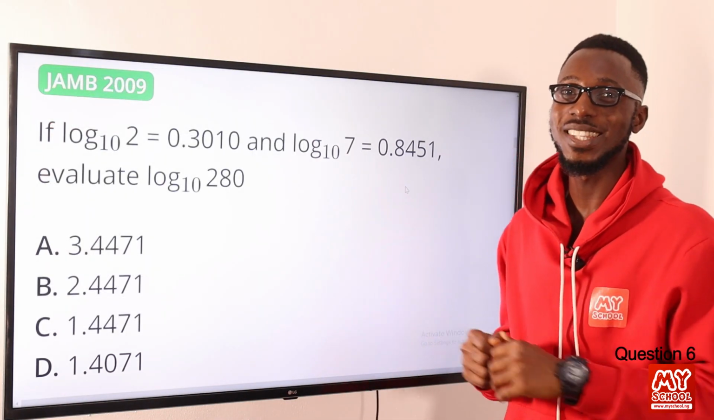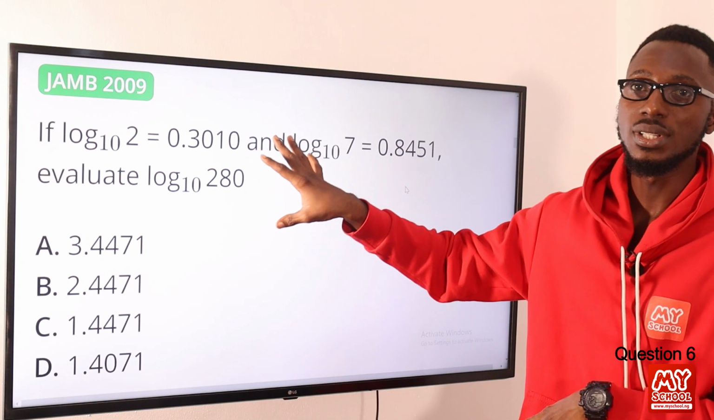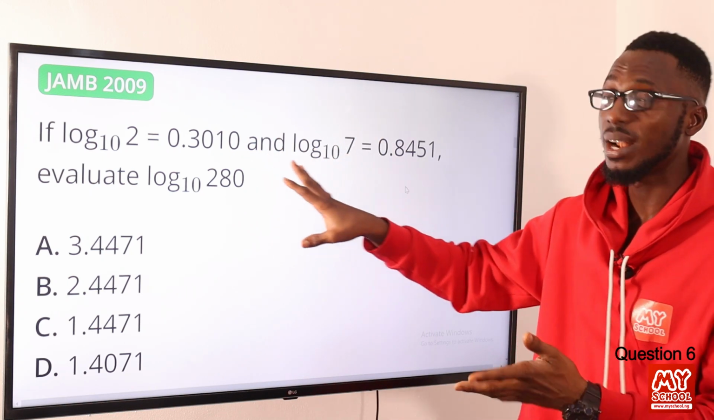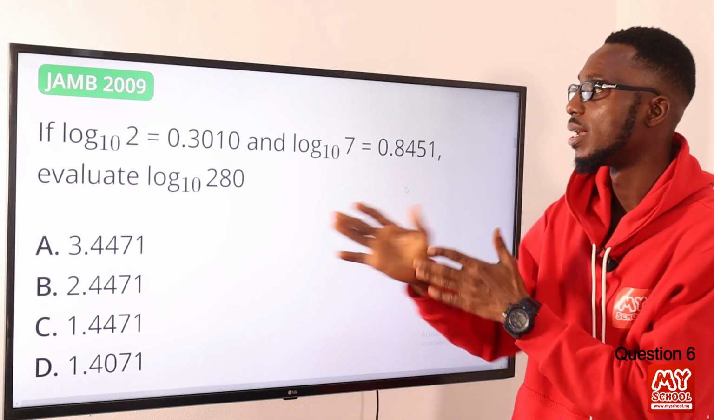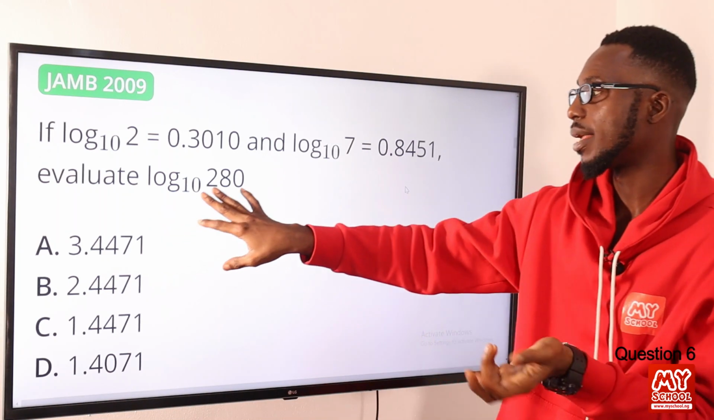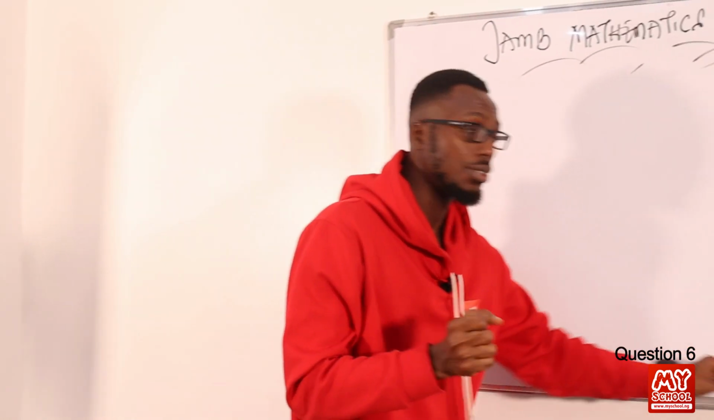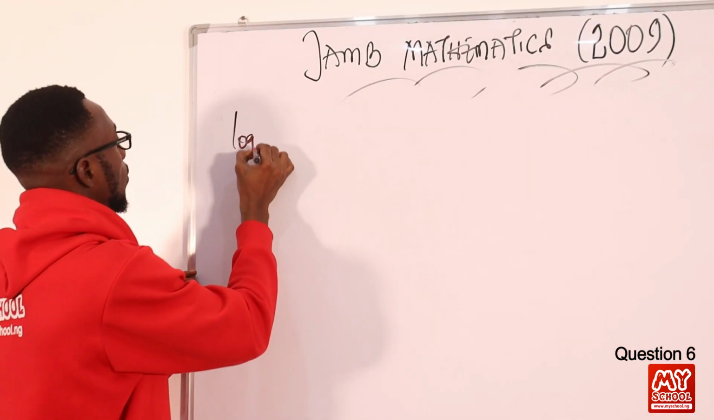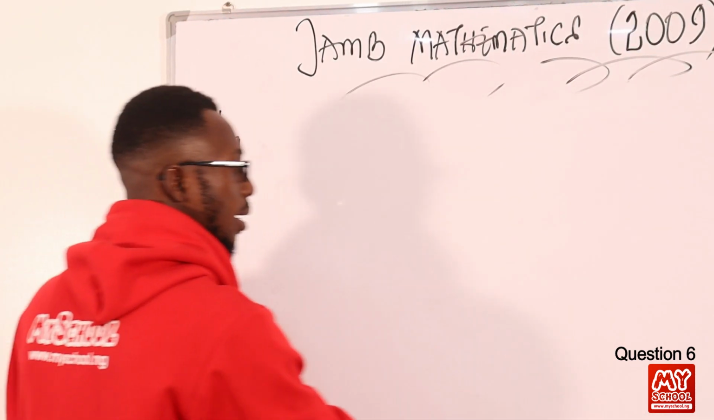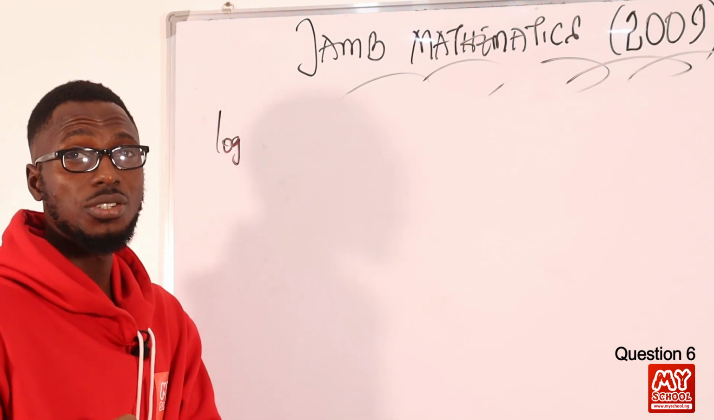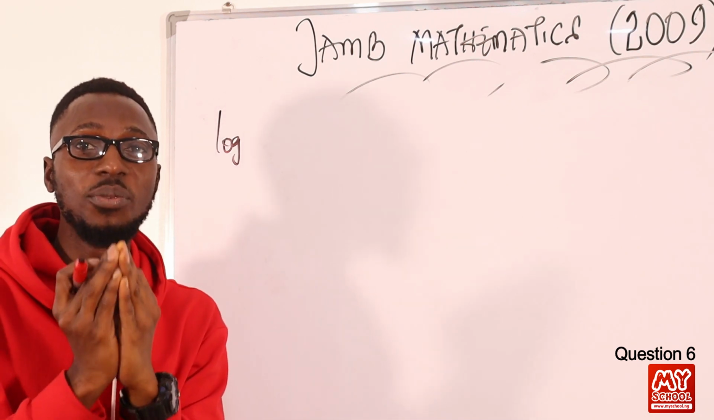So join me as I solve question 6. If log base 10 of 2 equals 0.3010, and log of 7, the base is 10, equals 0.8451, we're asked to evaluate, with the same base, log 280. So we can just do this. Since I'm working with base 10, I don't need to write the base. Just note that in case you meet questions whereby the base is not identified, just know that naturally, they are working with base 10.